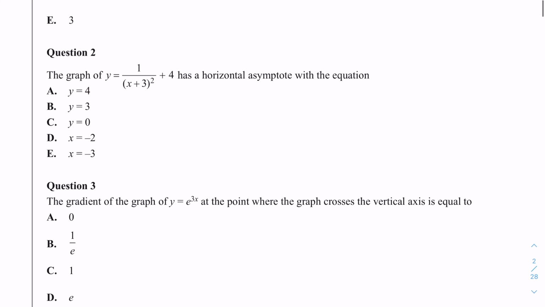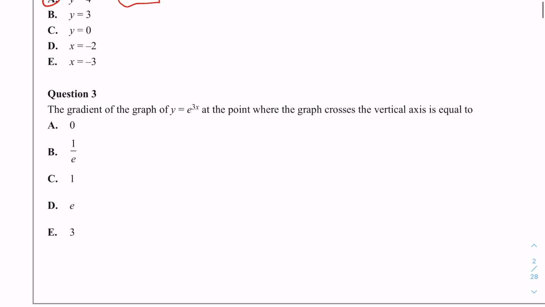Question 2, the graph of y equals 1 over (x plus 3) squared plus 4. Horizontal asymptote meaning y equals. Okay, so this can never be equal to 0, meaning we're always going to add or subtract something to 4. So it can never actually be y equals 4. So that's our asymptote.